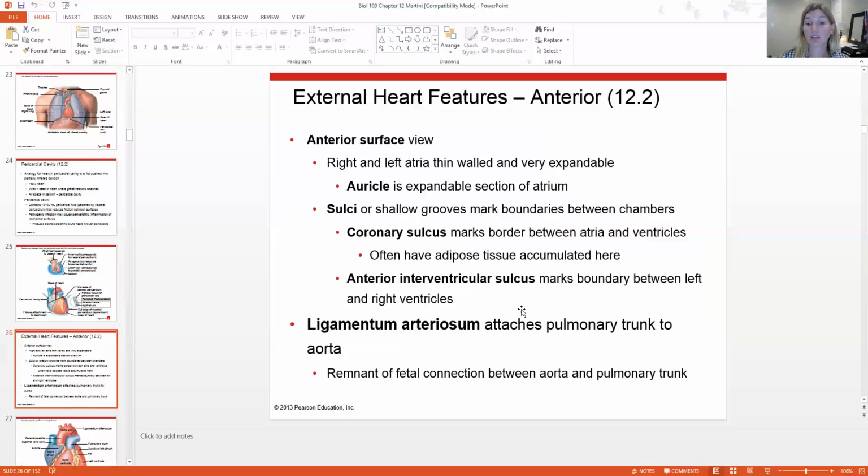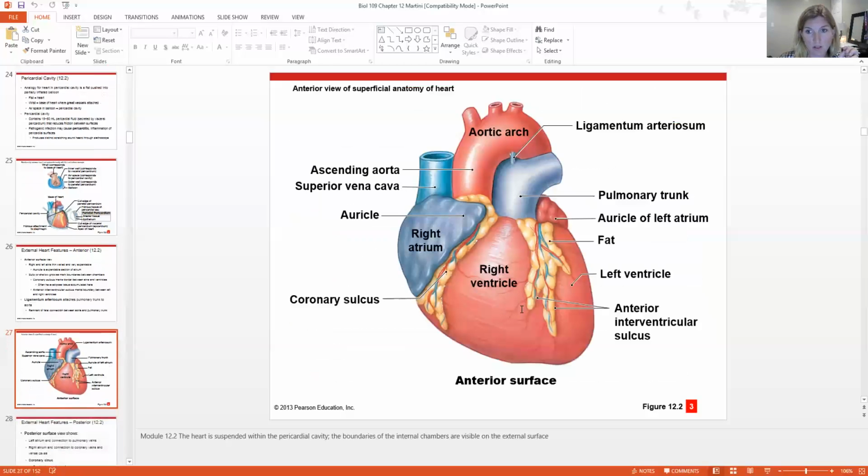The ligamentum arteriosum is the little attachment. It's a ligament between the pulmonary trunk and the aorta. It's a remnant of the fetal connection between the pulmonary and aortic vessels. Here you see the ligamentum arteriosum. Here you can see some of the sulci. And again, the sulci are where the blood vessels are. So they're normally just grooves, but now they're grooves that are filled with blood vessels.